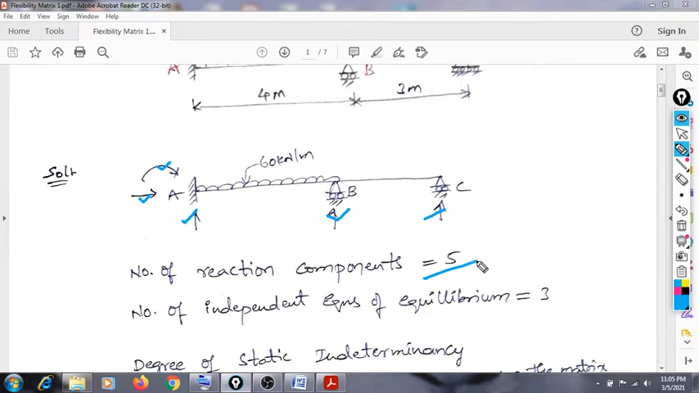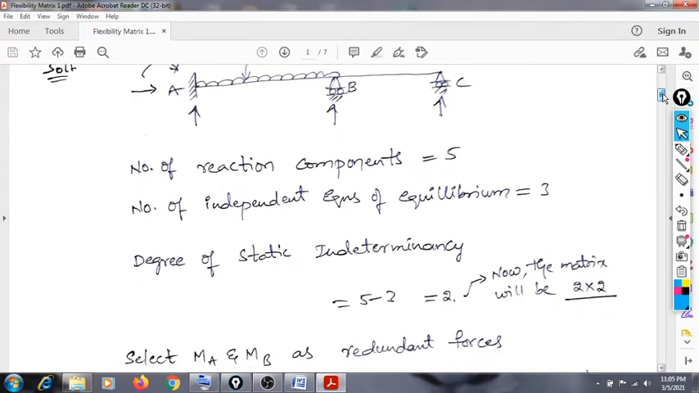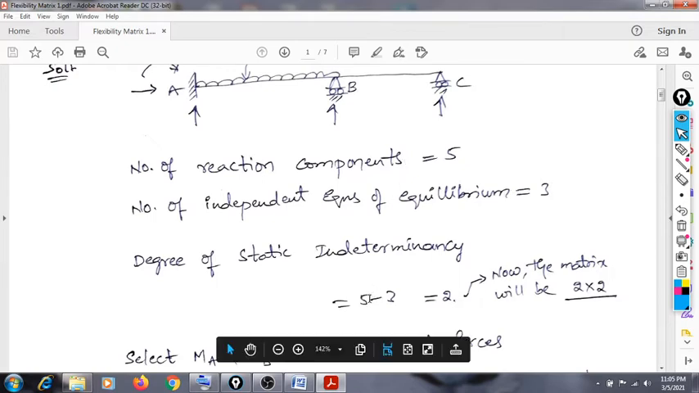But the number of independent equations of equilibrium is 3. These are the standard ones: sigma Fx is equal to 0, sigma Fy is equal to 0, and summation of moments at any point is 0. So the degree of static indeterminacy is nothing but the number of reaction components minus the independent equations of equilibrium. That is 5 minus 3 is equal to 2.